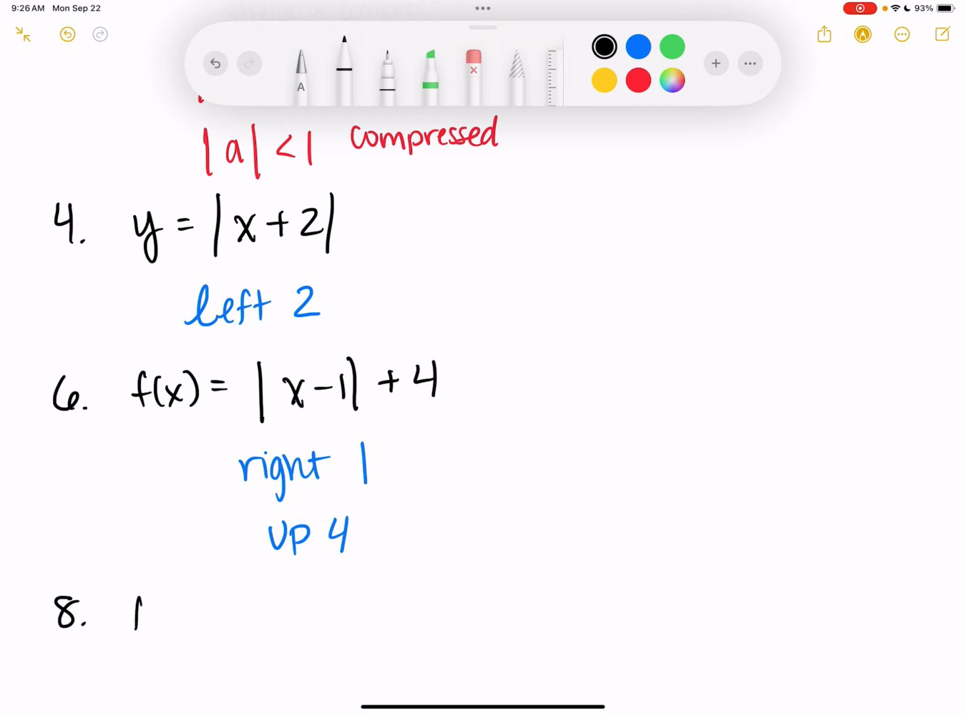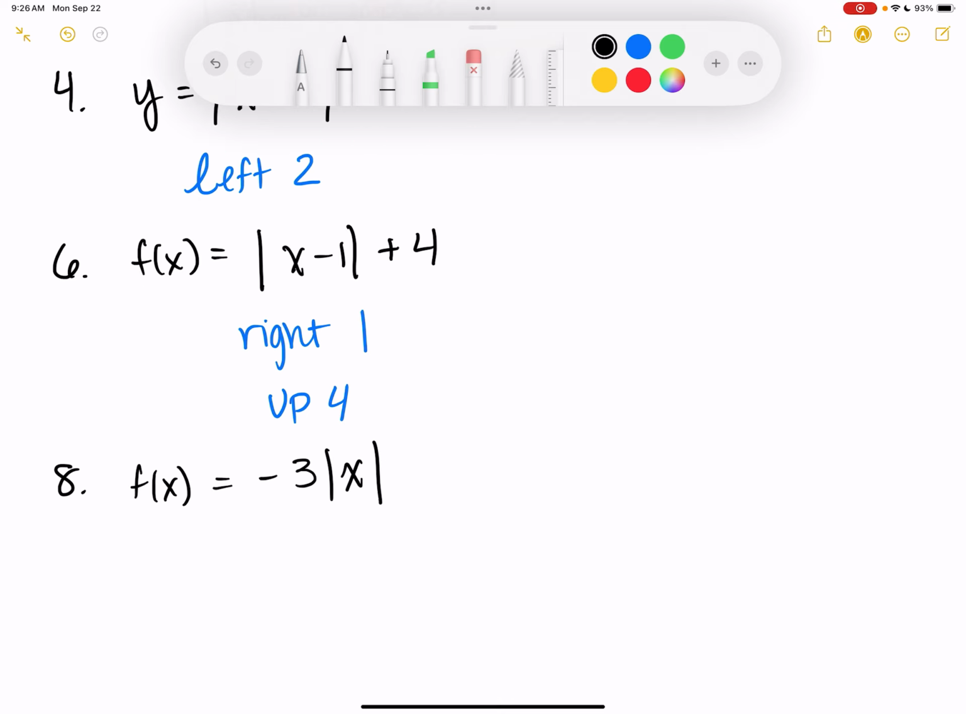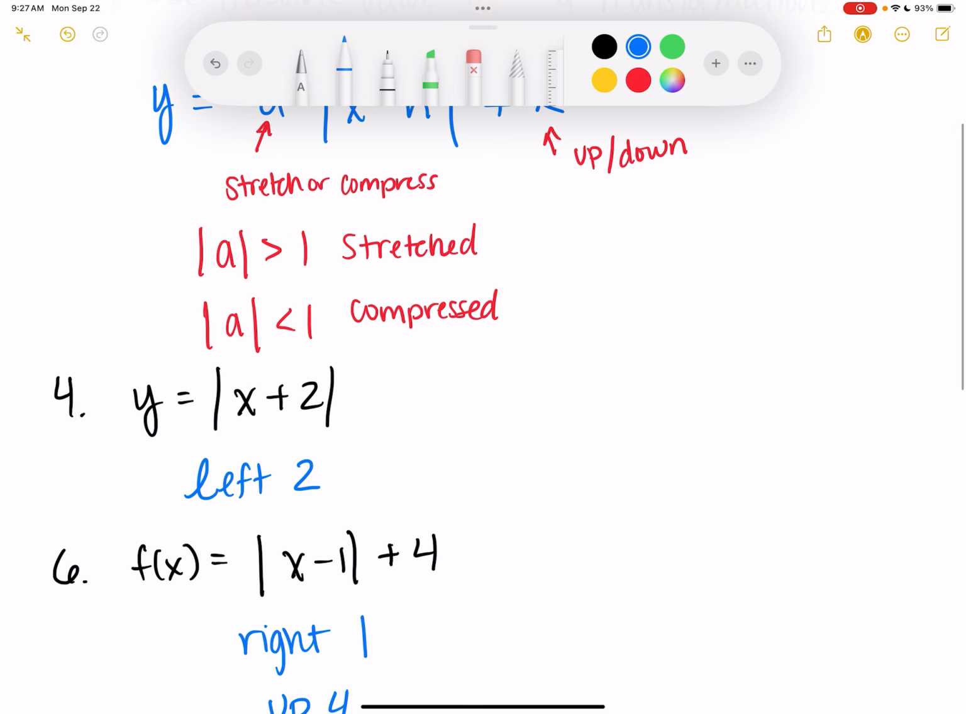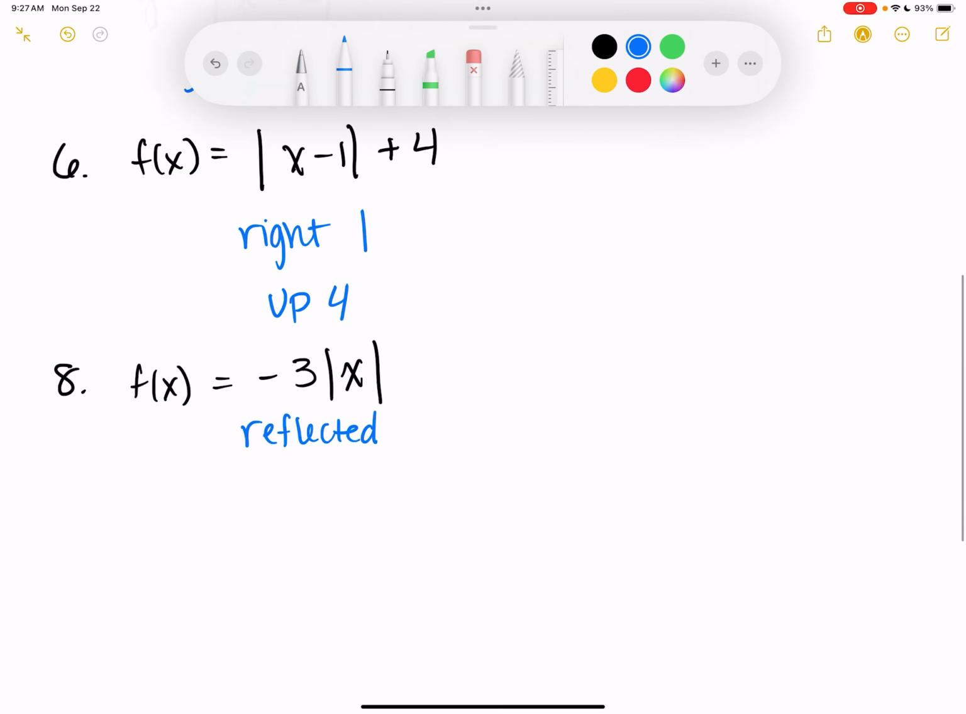Eight. F of x is equal to negative 3 times the absolute value of x. So anytime you see a negative out front, you should automatically start out saying it's reflected. So that's the first thing I know about this one. And then I've got a 3 out front, okay? So the reason we put the absolute value when I did this A up here is because people tend to get confused and they're like, oh, it's negative, it must be compressed. Well, that's not the case, okay? So if the absolute value of this number is greater than 1, then it is stretched.